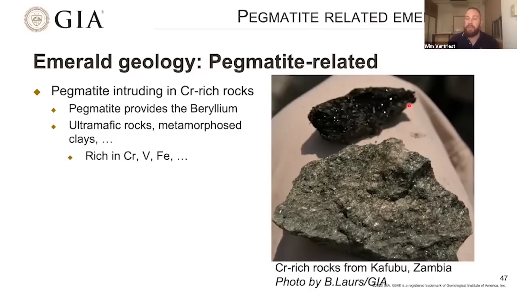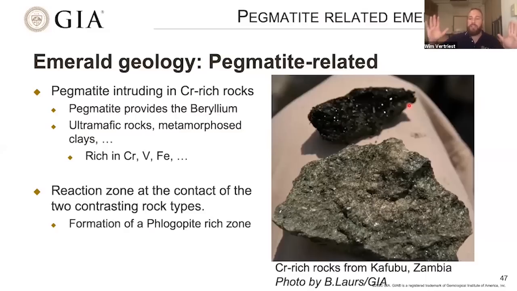Very simply said, you have a rock where you have some chromium in there, and completely independent of it, you have a pegmatite intruding it. So your pegmatite provides your source of beryllium, your source of beryl, and that chromium that is present in the original host rock provides you with the green color. What kind of rock that is, there's a lot of variety there, but let's just say it's chromium rich.